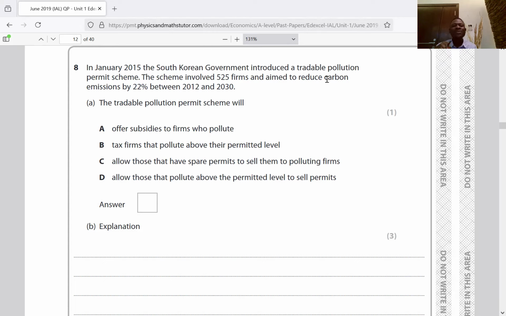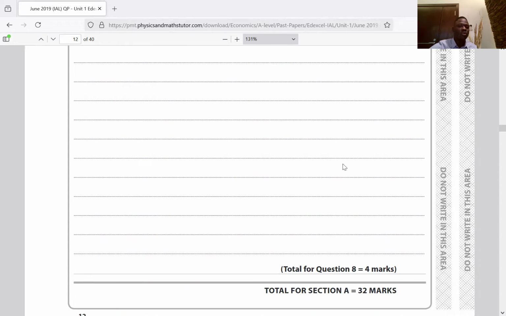So first, what is a tradable pollution permit? It's a scheme that allows you to trade, or to sell or buy, pollution permits when you have used them or you have excess in supply. And when you do that, you'll be able to make more revenue or profit. That's a tradable permit. Is it clear? We go to question 9.